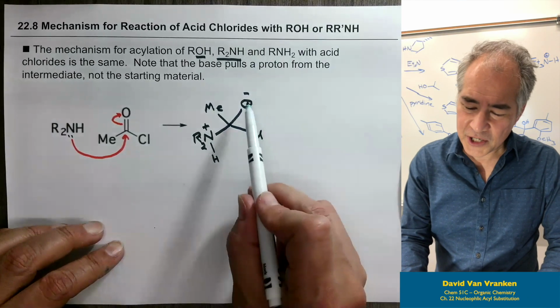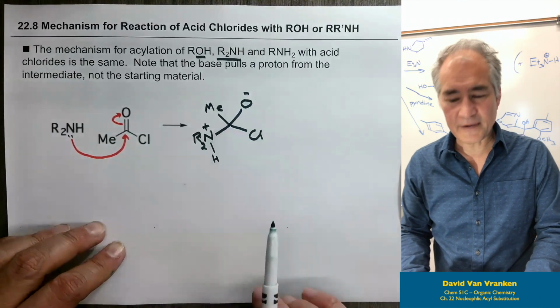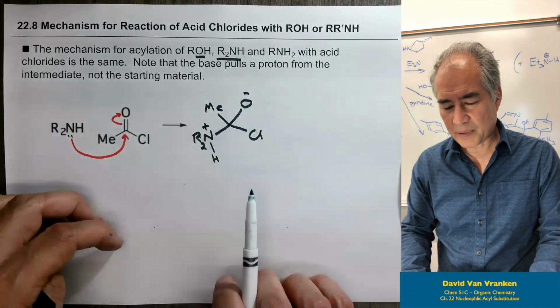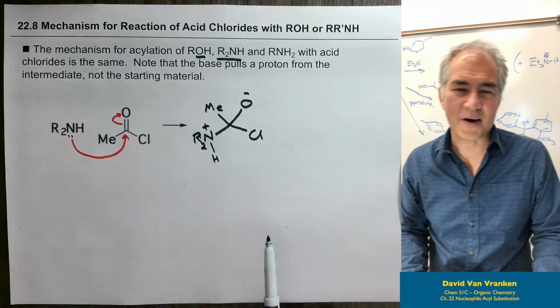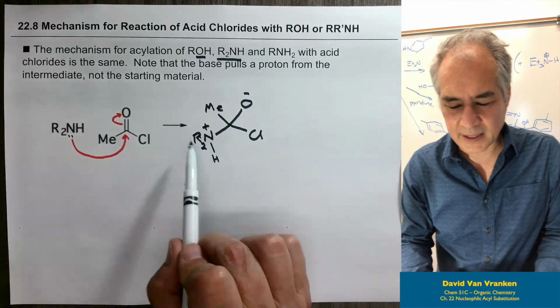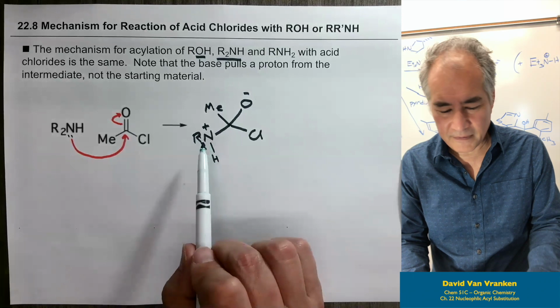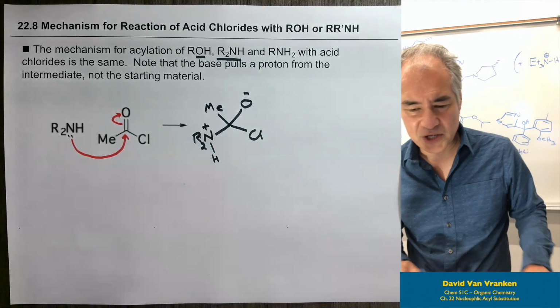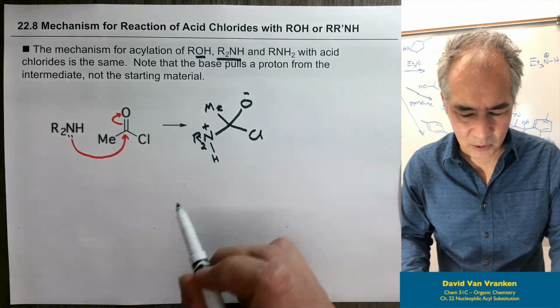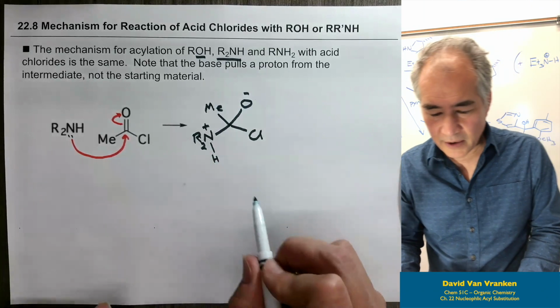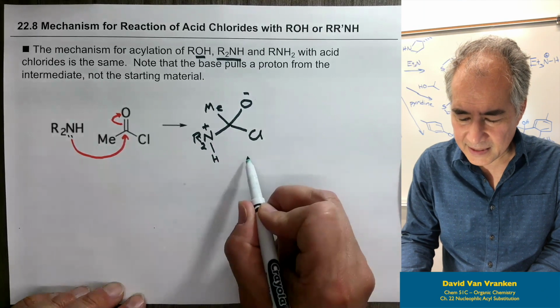So before we can push out that leaving group, that chloride leaving group, using this oxygen lone pair, we have to get rid of this positive charge. It doesn't matter whether we've attacked with an oxygen alcohol, whether we've attacked with an amine, we've got to deprotonate that before we can push out that chloride leaving group.